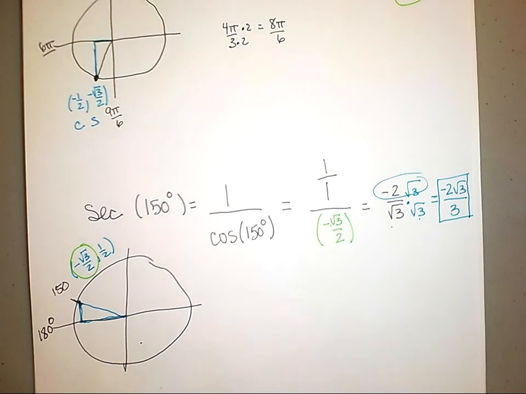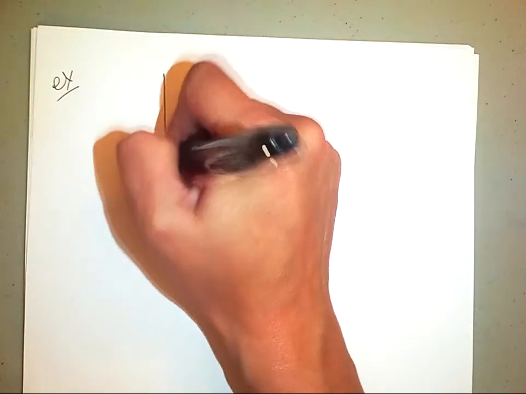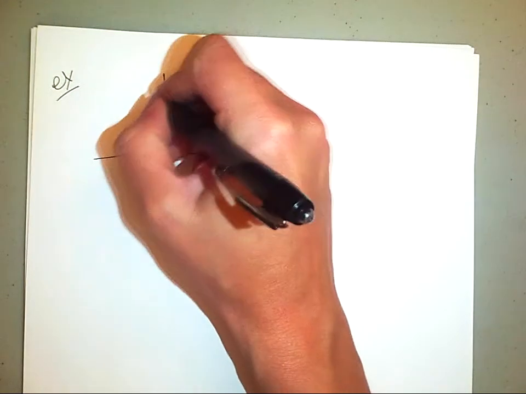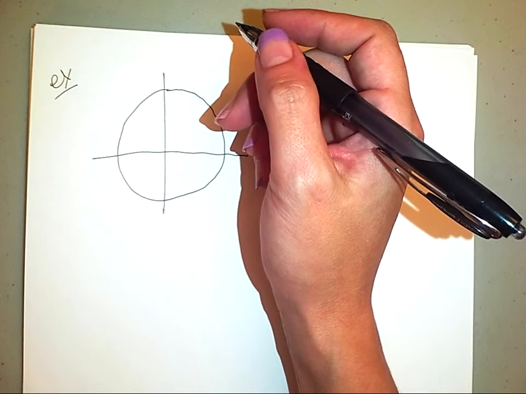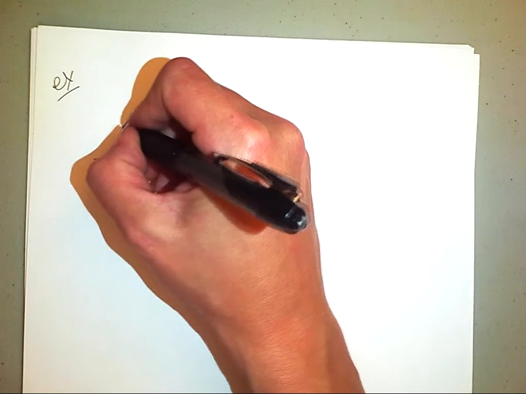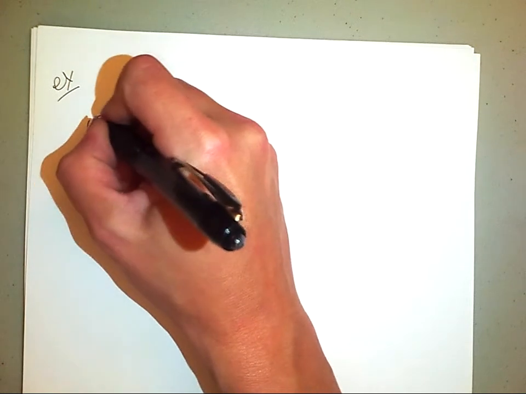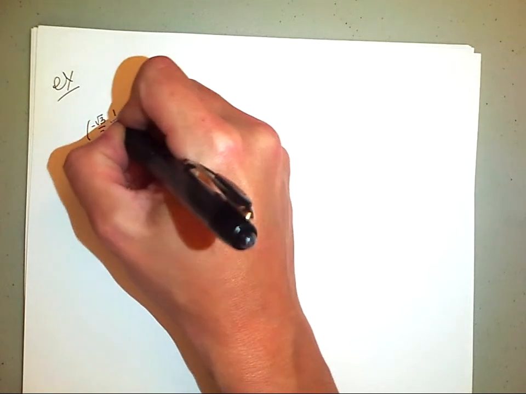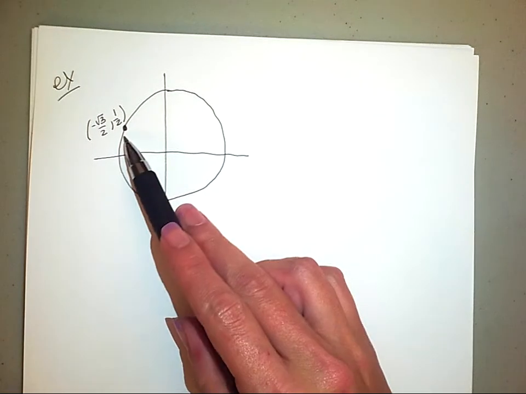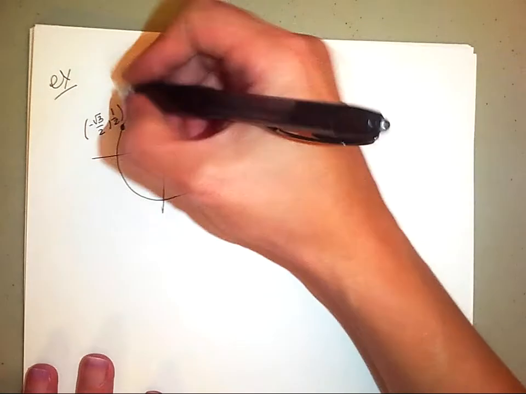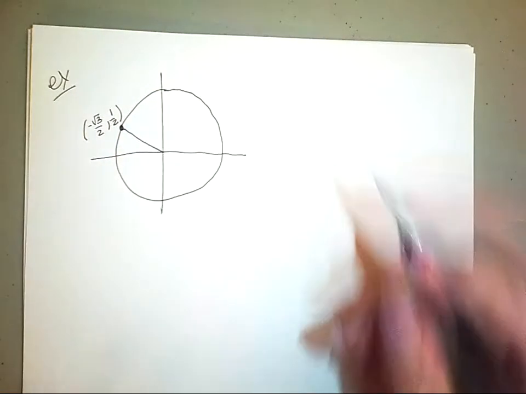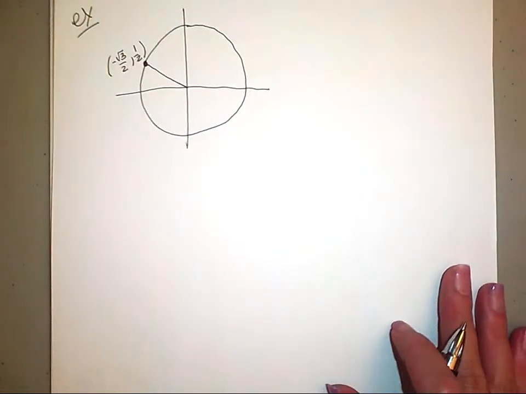Now, we could also be given a point on the circle. And we would do the same thing. So let's say we were given this point on the unit circle, negative square roots of 3 over 2, comma 1/2. We know this belongs to 150 degrees, or 5 pi over 6. But even if we didn't know that, if we were given this point, we could find all of the trig functions. Okay.